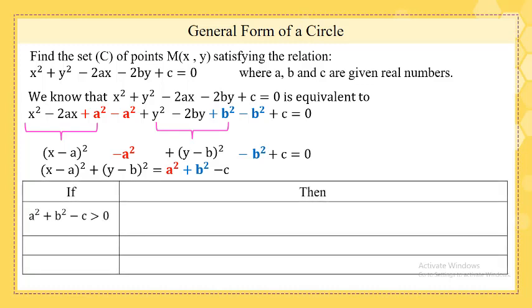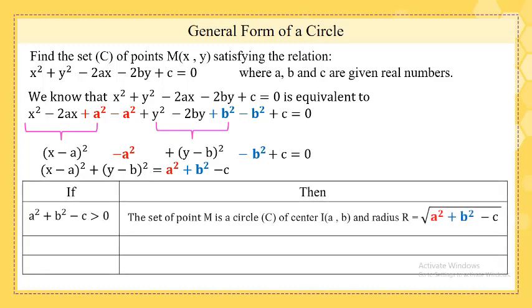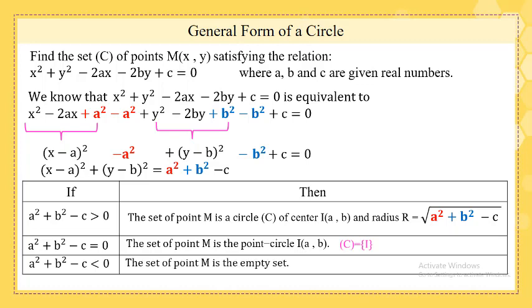If a² plus b² minus c is greater than 0, then the set of points M is a circle of center I whose coordinates are a and b, and of radius r equal to radical a² plus b² minus c. If a² plus b² minus c is equal to 0, then the set of points M is the point circle I whose coordinates are a, b. While if a² plus b² minus c is less than 0, then the set of points M is an empty set, which is phi.